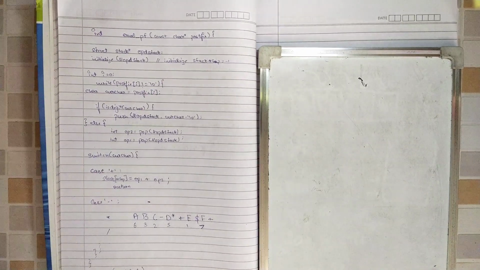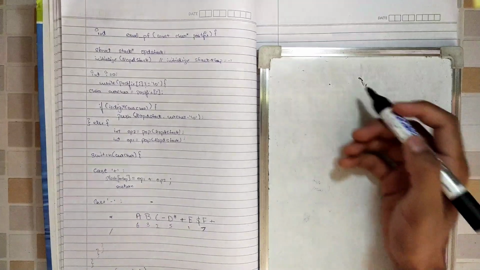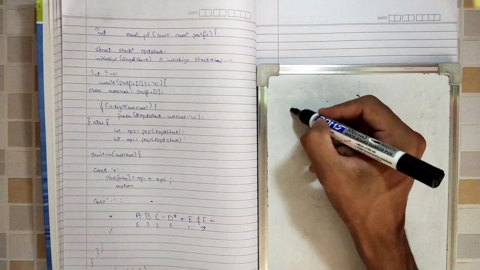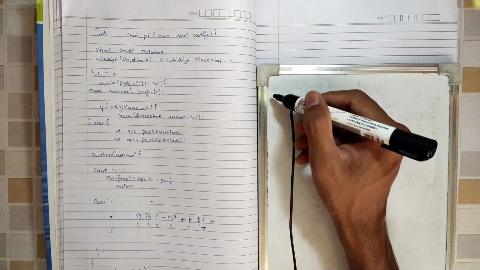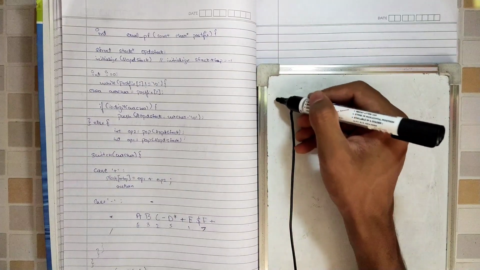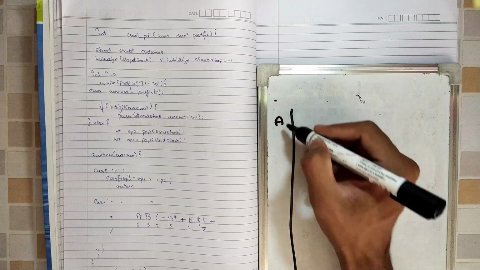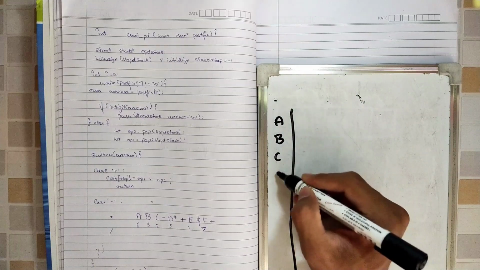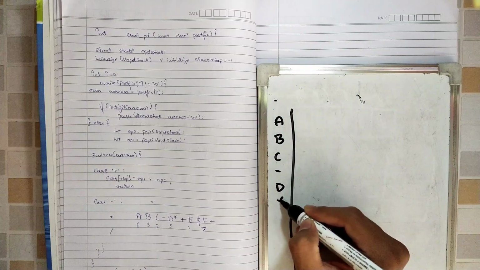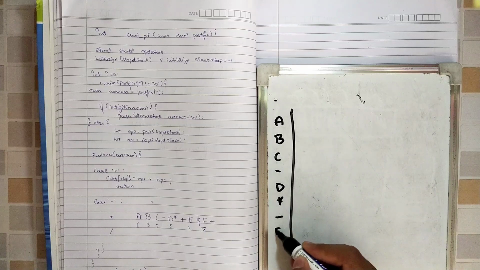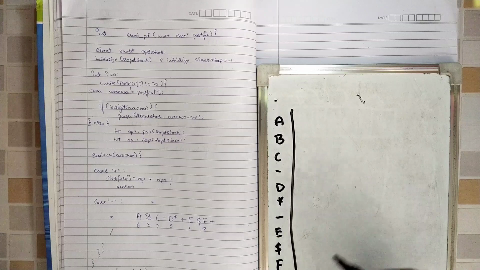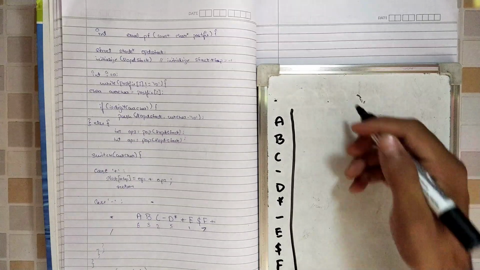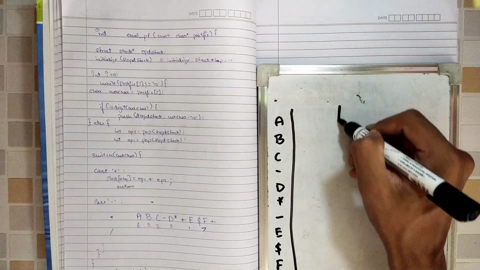For this you will have to draw a table. In the table you will have, one by one, whatever the stack contents are. So I will write this expression like this: A, B, C minus D. Then I have star, then minus, then E, then dollar, then F, then plus at the last. Then I will see what my current char is.